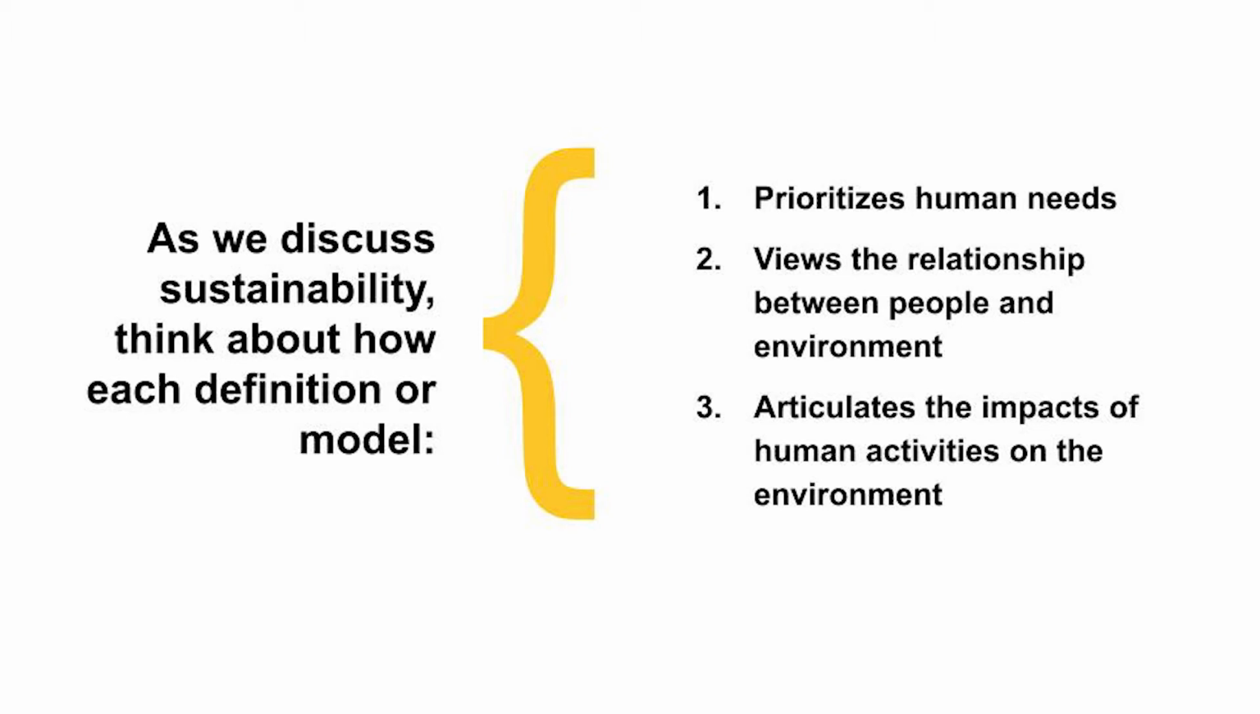How does each model or each definition of sustainability prioritize human needs? Also, how does it view the relationships between people and the environment? And then finally, how does the definition or model articulate the impacts of human activities on the environment?